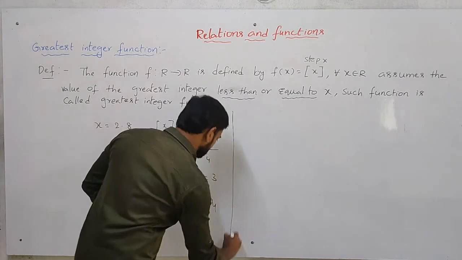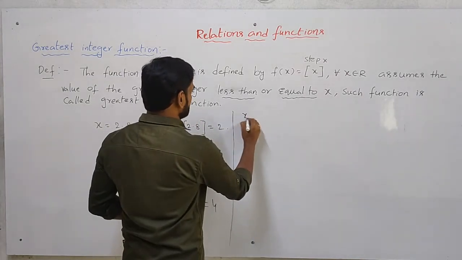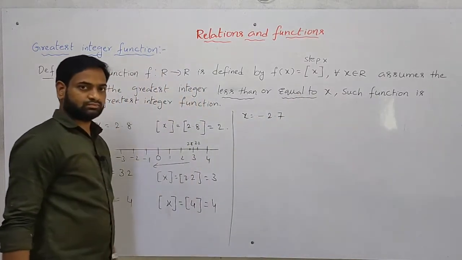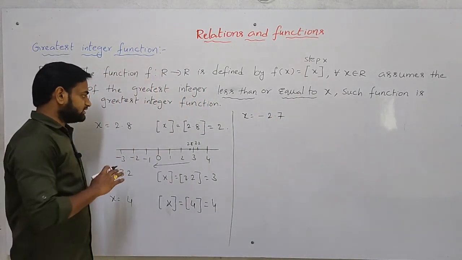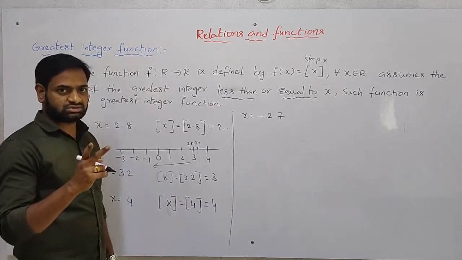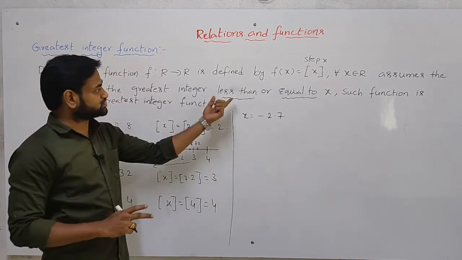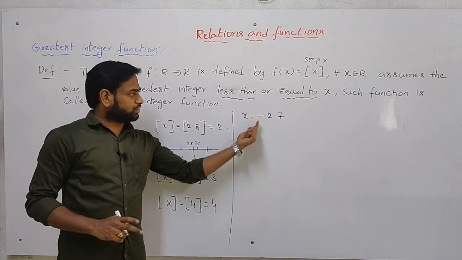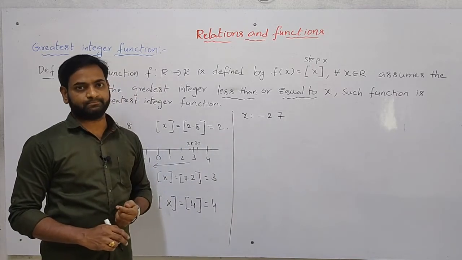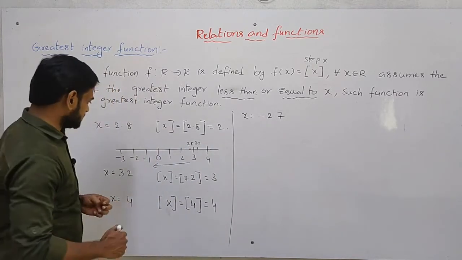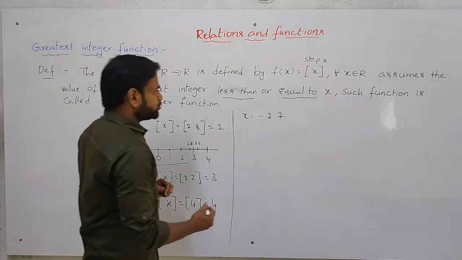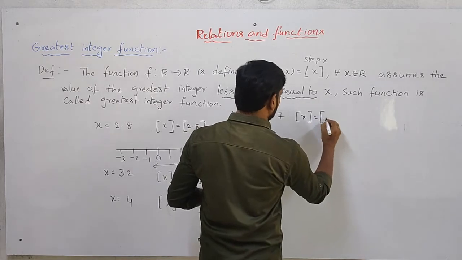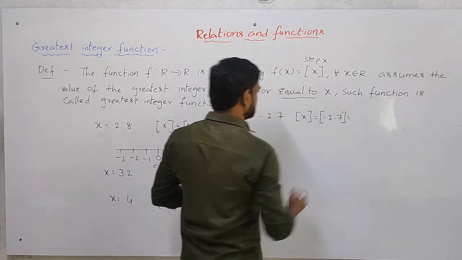Suppose, if I take a negative, suppose x value is minus 2.7. Actually, to find step x, we have two ways. Previously given first way, through the definition: the value less than or equal to that one. See here, x value is minus 2.7. Now step x value is step of minus 2.7. That is how much?